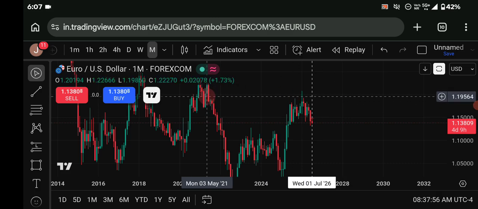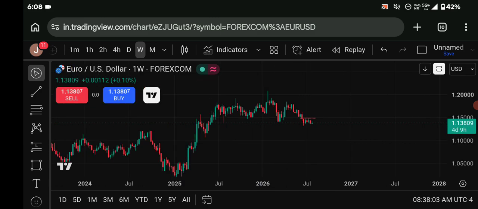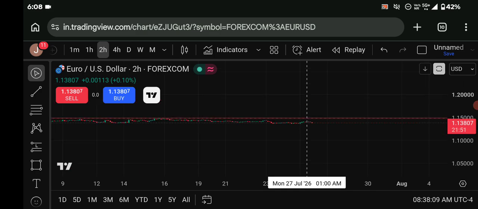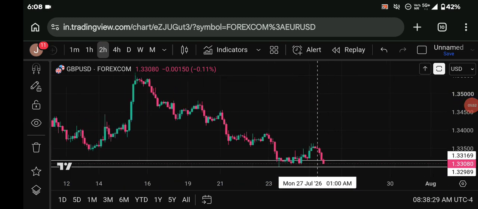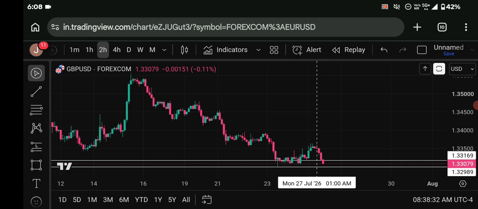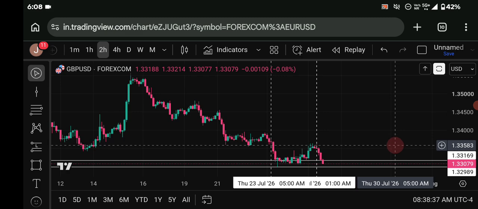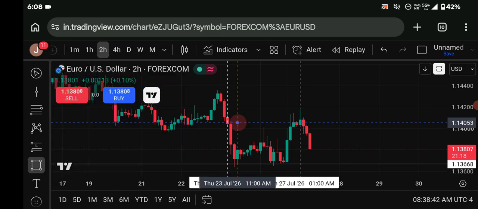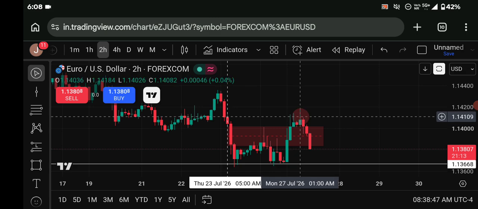On the euro I am showing you from this monthly bearish fair value gap to this bullish fair value gap is our primary objective. That's why I am aligning the weekly bias with that. And after that on the 2-hour chart, you can see that there is a bearish fair value gap on GBP USD which is being respected here. And on the Euro, the same bearish fair value gap is being disrespected, and price made a buy side liquidity sweep.